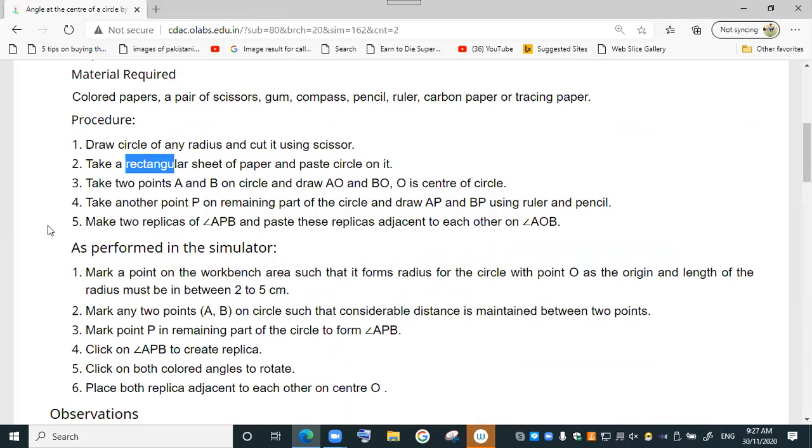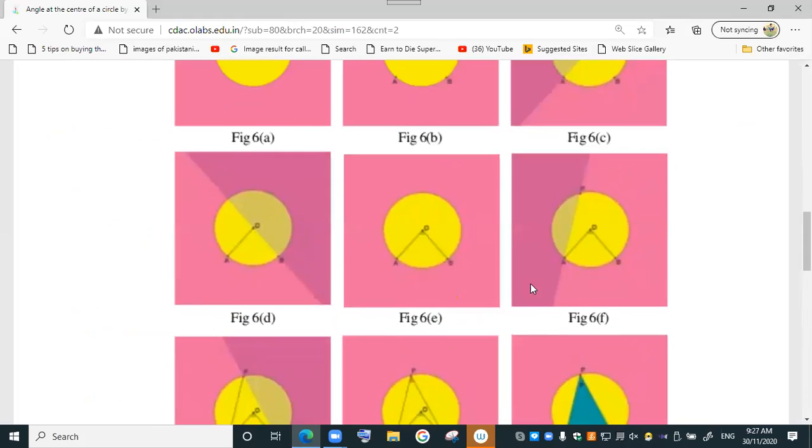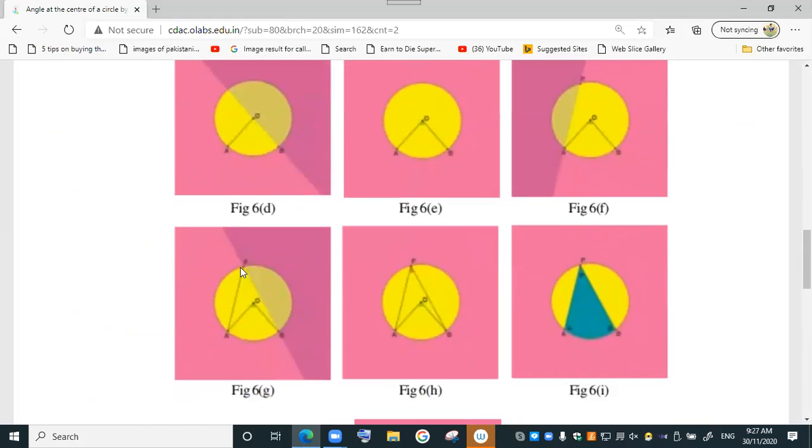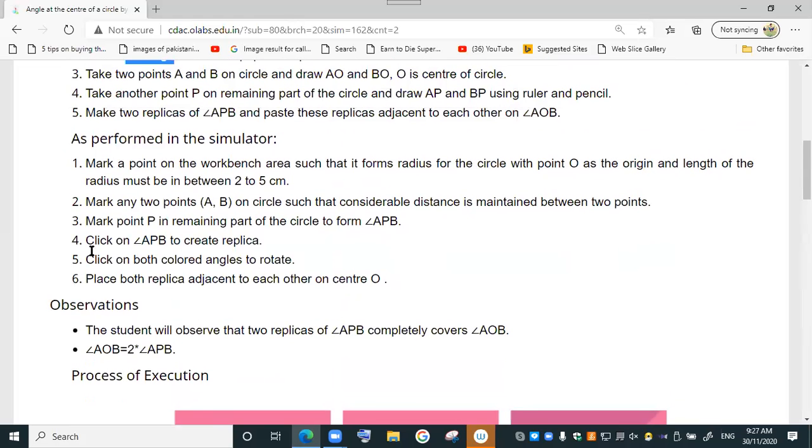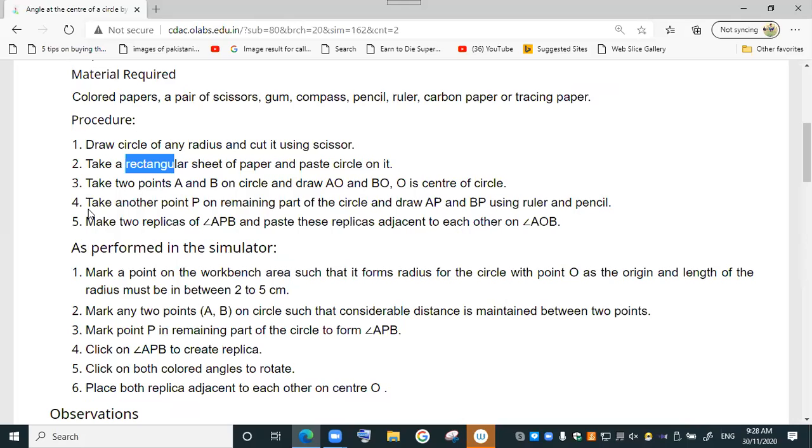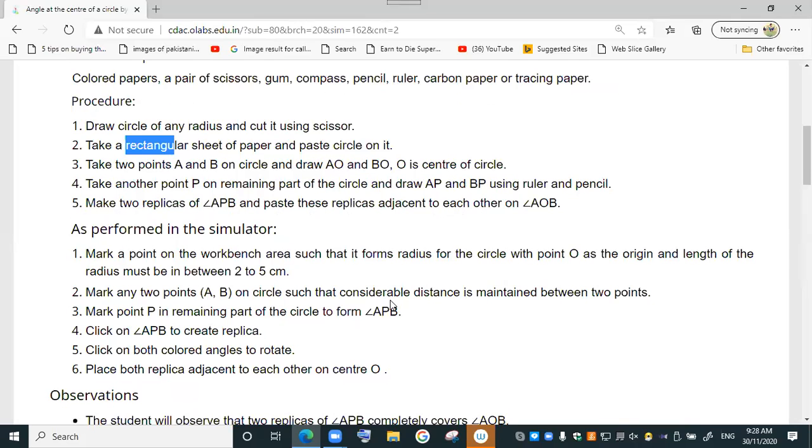Take another point P on the remaining part of the circle. Draw AP and BP using a ruler and pencil. Take another point here, and with the ruler you can join AP and BP. Now make 2 replicas of the angle. Paste these replicas adjacent to the other angle on AOB.